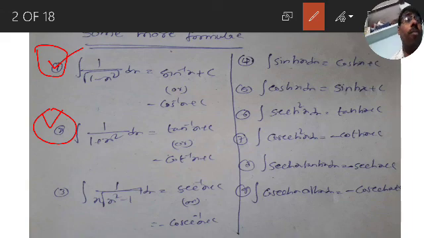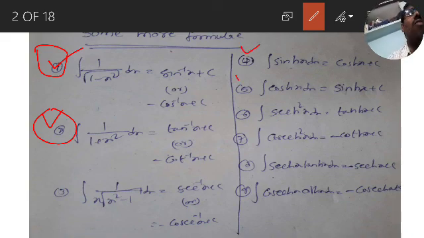Now coming to hyperbolic. Derivative of sinh x is cosh x. Derivative of cosh x is sinh x. Similarly, from the derivative formula you can write the integration formula. Integration of sinh x is cosh x. Integration of cosh x is sinh x. Integration of sech square x is tanh x.